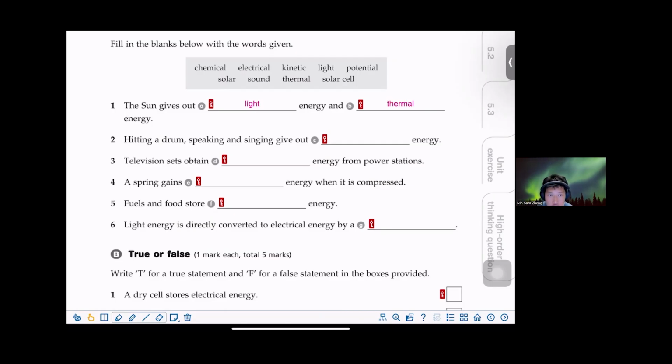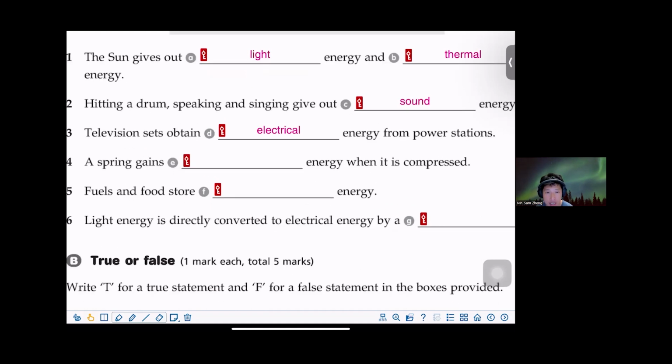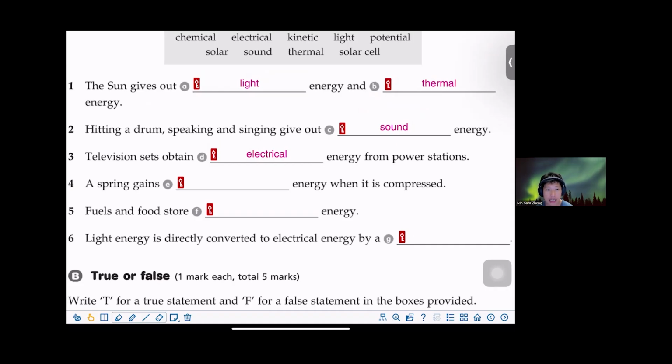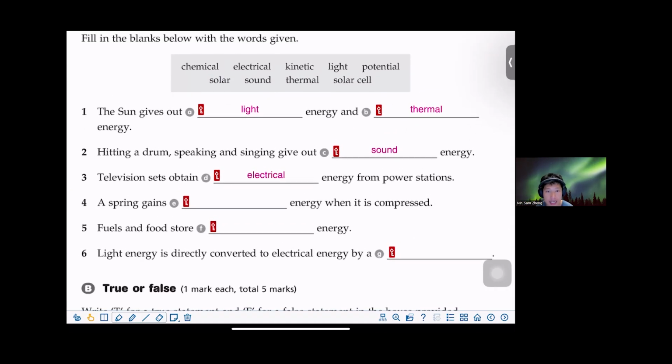Now, when we're hitting the drum, speaking and singing, in fact, we're trying to give out the sound energy, okay? The television set obtains electrical energy from the power station, okay? And a spring will gain potential energy when it is compressed, okay? Fuels and food, in fact, store chemical energy.